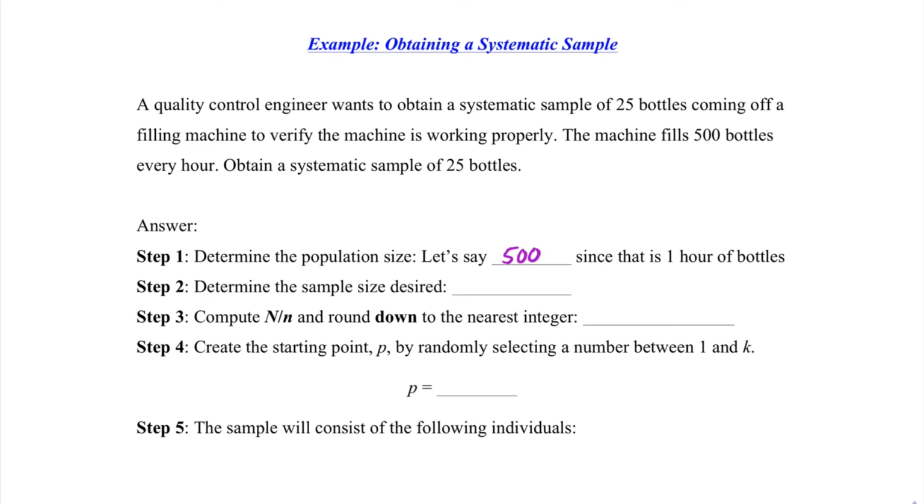Next would be to determine the sample size desired, and they told us that our lowercase n would be 25. That means we want to compute the population size 500 divided by our sample size 25, being sure to round down to the nearest integer if necessary. Well, 500 divided by 25 is equal to 20, and that would be our value of k. Next, let's create our starting point p by randomly selecting a number between 1 and k. This all depends on how technical we want to get, meaning a random number generator or some sort of software approach. Instead, we're not worried about it too much, so I'm going to throw out a nice happy number like 15.